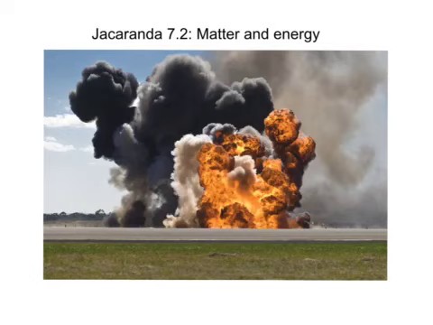Welcome to 7.2 in the chapter Chemical Reactions. This time we're going to be talking about matter and energy. Chemical reactions can sometimes be something that happens on a bench, where you add two chemicals together and you get some kind of color change, or you can't even see anything. However, sometimes you get a massive explosion like this one.